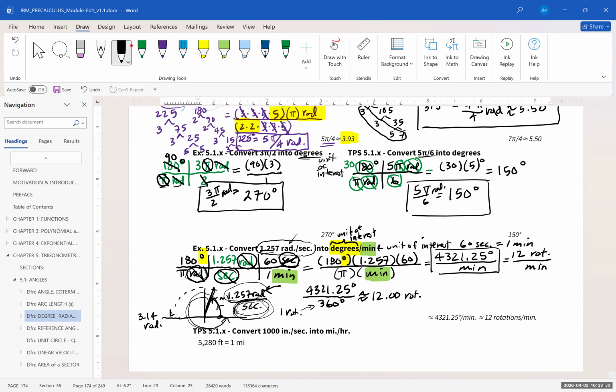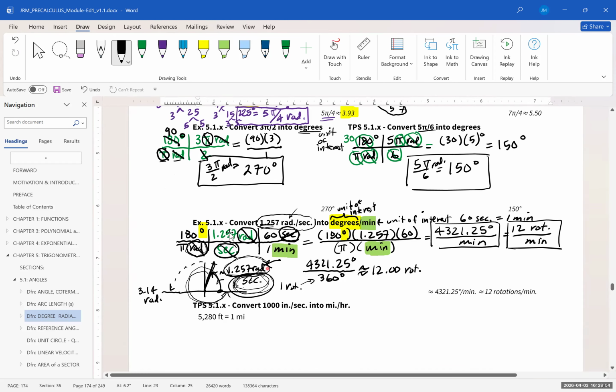So whatever it is, the axle of a device or something that's spinning around, it's going around at about 12 full rotations every minute, or 1.257 radians per second. All right. So this is maybe a more advanced question using unit conversion, specifically angular unit conversion from radians into degrees.